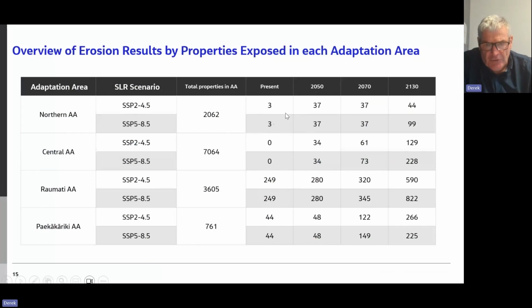And as we can see, those numbers increase through time as sea level rise goes up and as the amount of erosion increases. We can see the differences in the rates of increase. So in this northern area, for example, around Otaki, the erosion rates are quite low, 13 metres by 2050, 14 to 22 metres by 2070, 22 to 55 metres by 2130, and similar and slightly higher for Tohoro and Pekapeka.